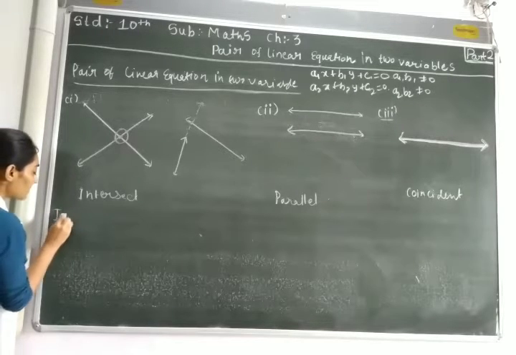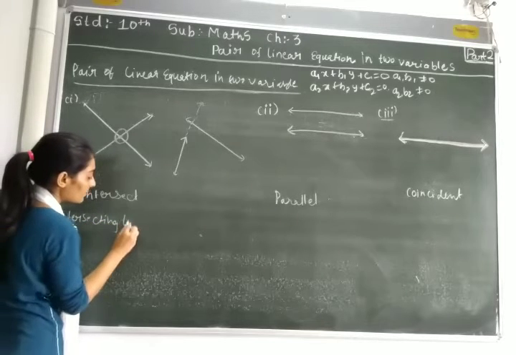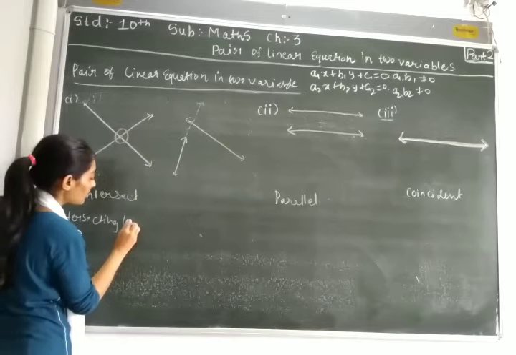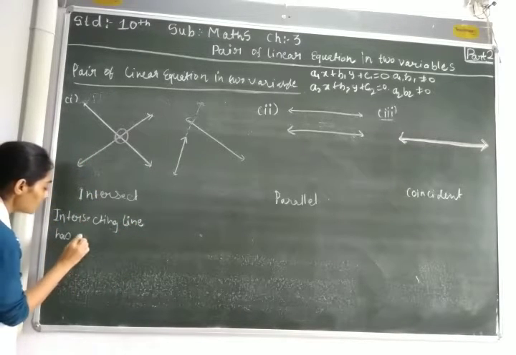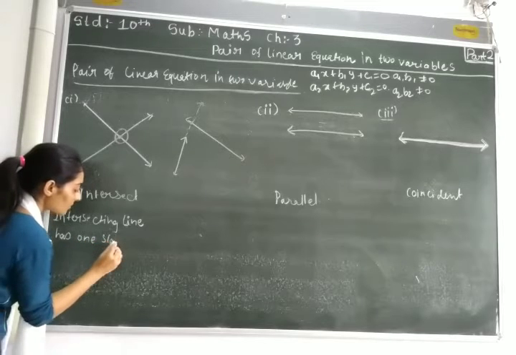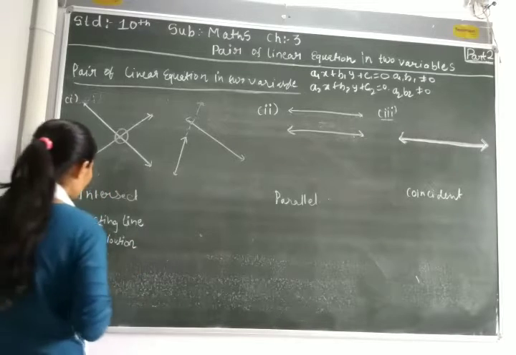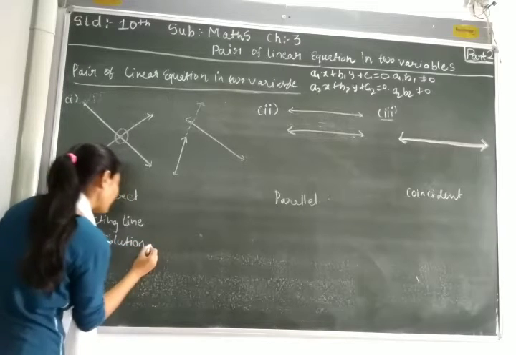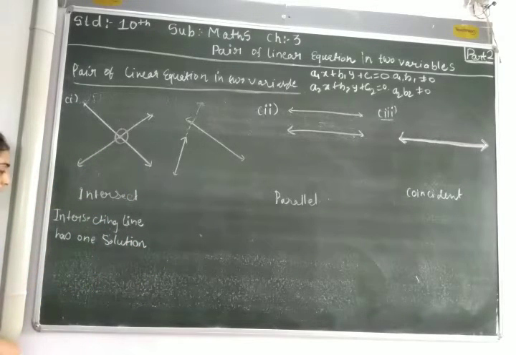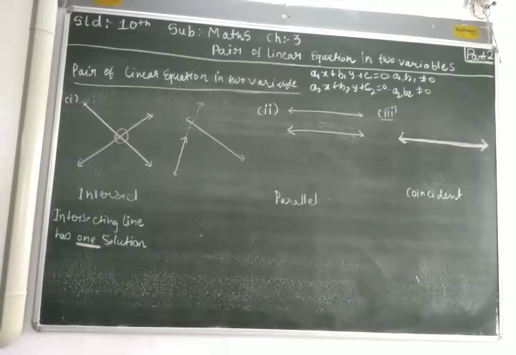So you can write here: intersecting lines have one solution. How many solutions? Only one solution.